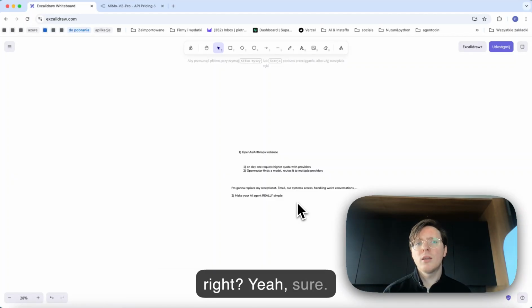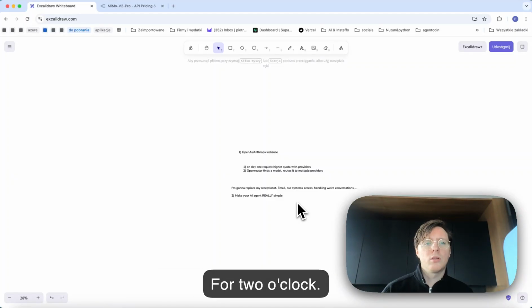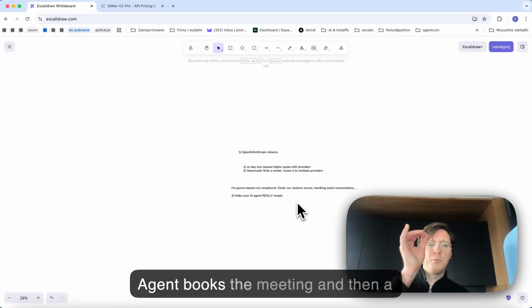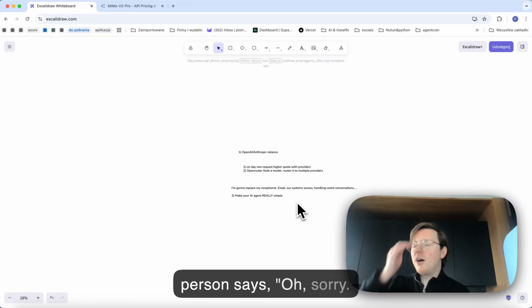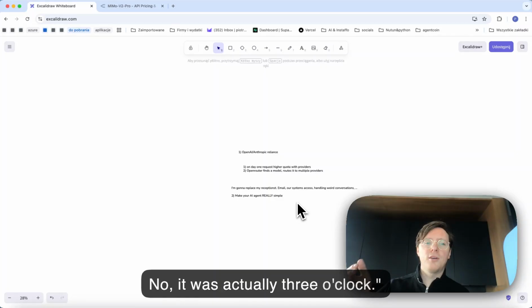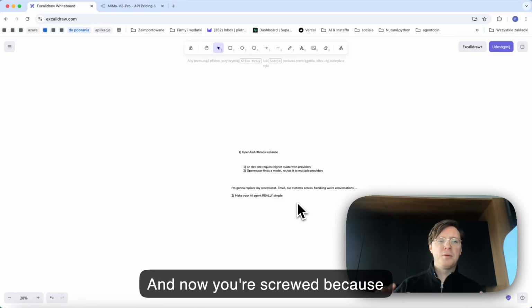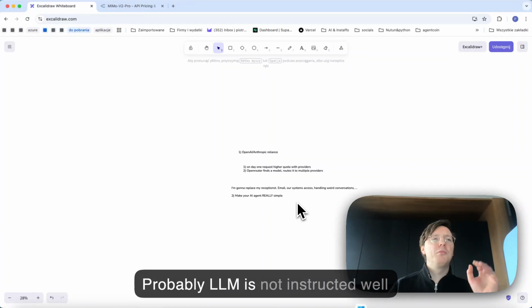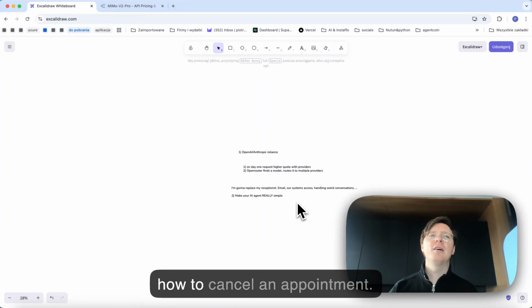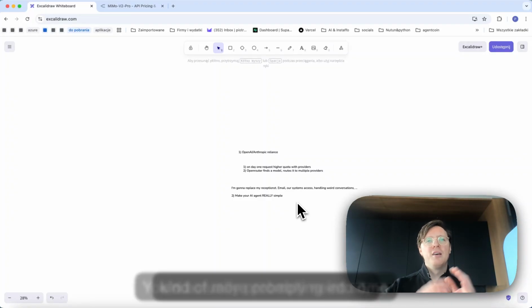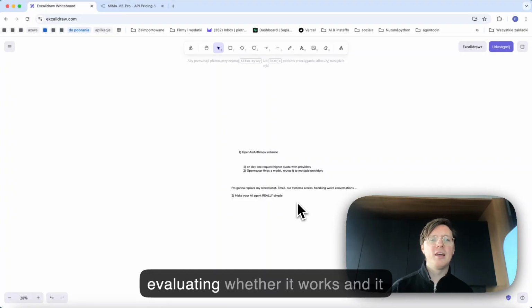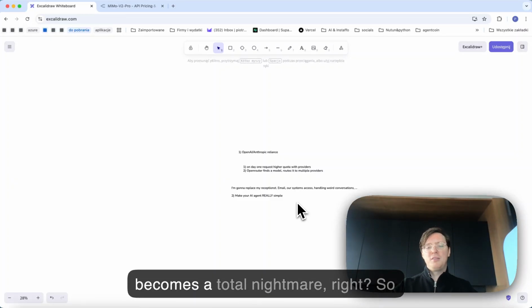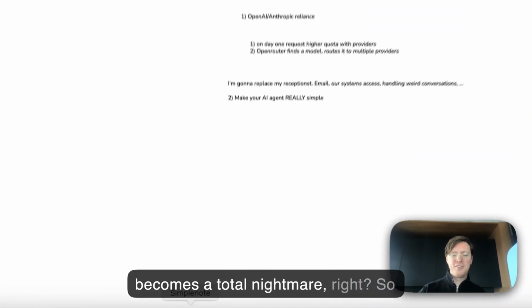Tomorrow 2:00, right? Yes, sure, for 2:00. Agent books the meeting, and then the person says, oh shoot, sorry, no, it was actually 3:00. And now you're screwed because you created an appointment. Probably the LLM is not instructed well on how to cancel an appointment. You would probably need more prompting and evaluation of whether it works. And it becomes a total nightmare, right?